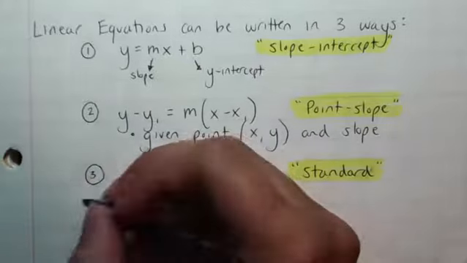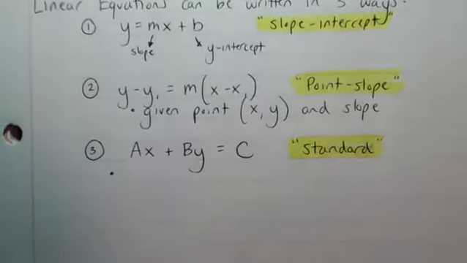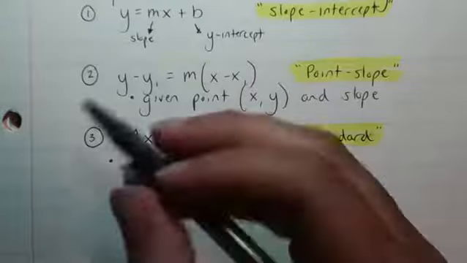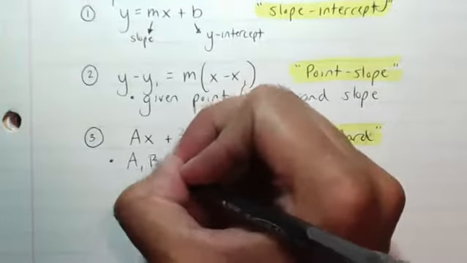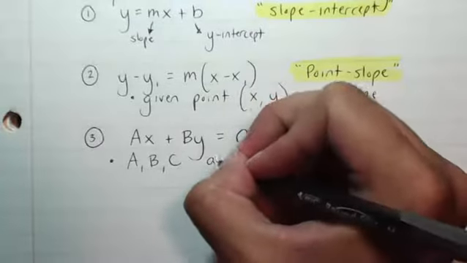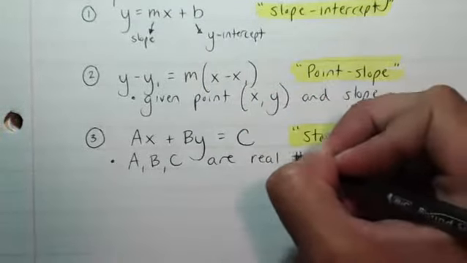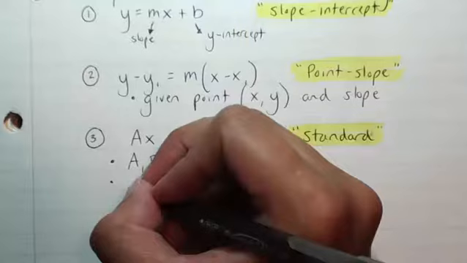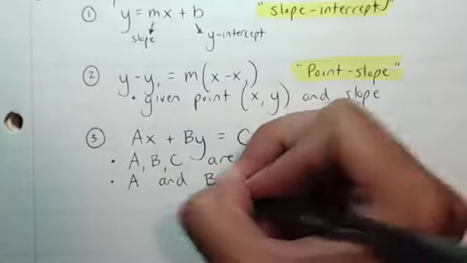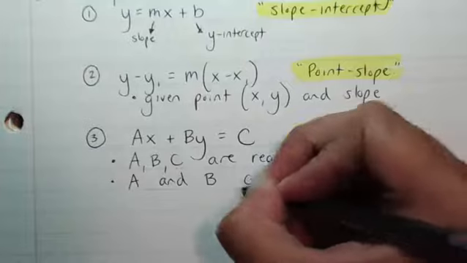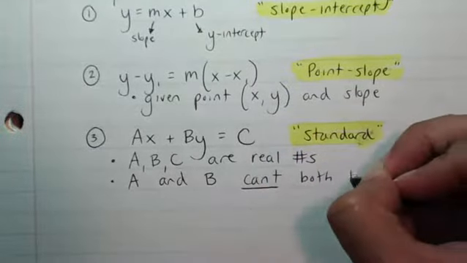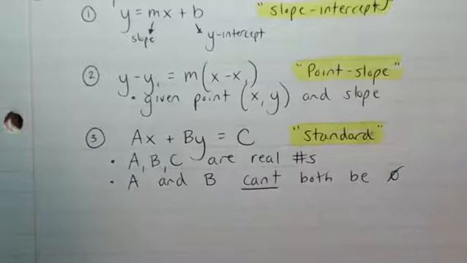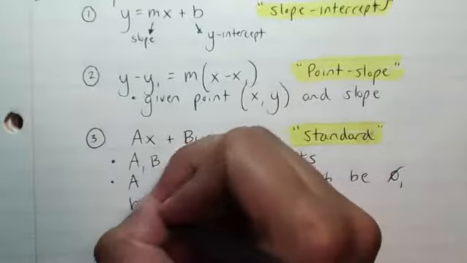So let's talk about some parameters and characteristics of this formula. Okay, like I said, A, B, and C are capital letters. And what A, B, and C are, they are real numbers. Okay, another thing is A and B can't both be 0, but one can be 0 at a time.